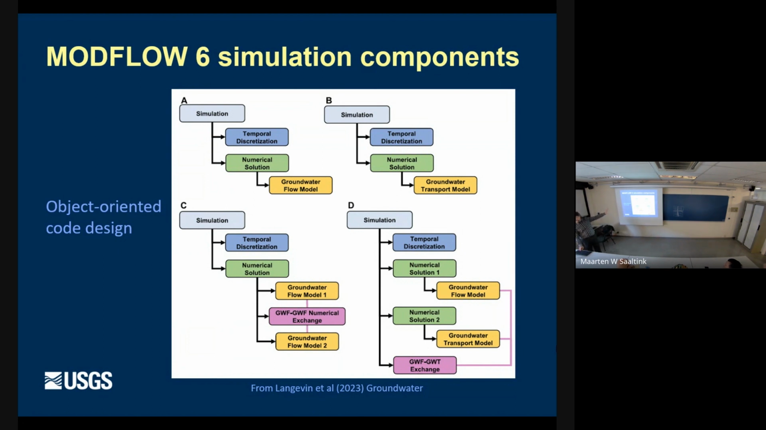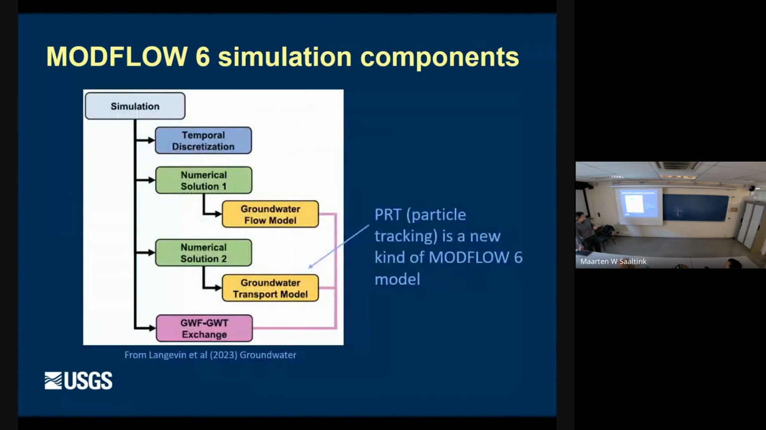But it can get a lot more complex than this. We originally had much more complicated diagrams than this, but they were almost incomprehensible. And so our new particle tracking model is just a new kind of model for Modflow 6. It's at the level of, say, the groundwater transport model. That's where it fits into the scheme of things. And because of the object-oriented design, it's relatively straightforward to plug in a new model like this.